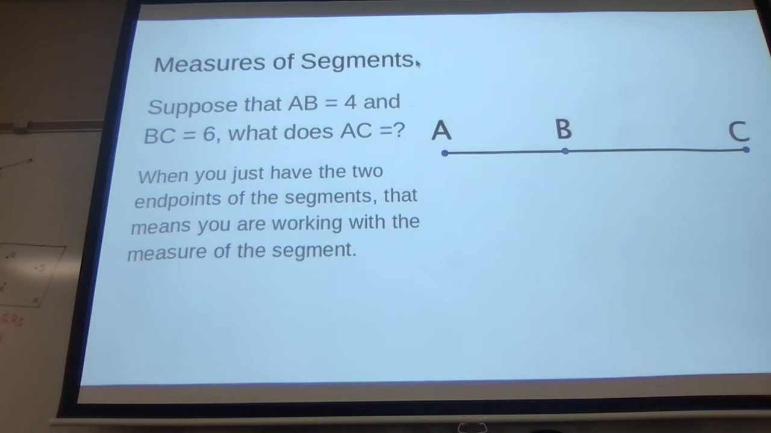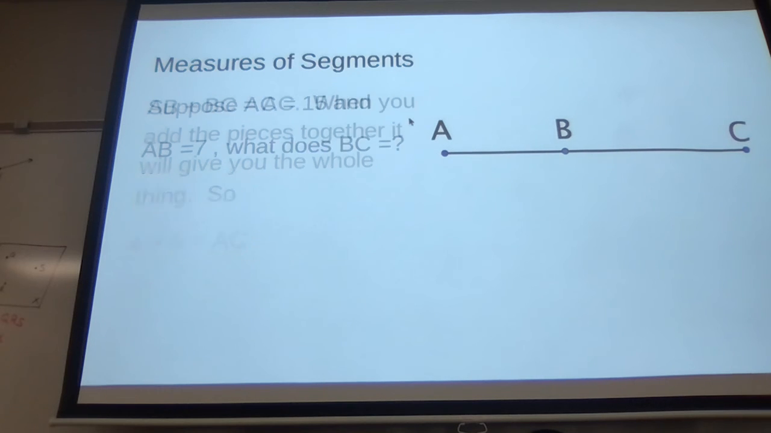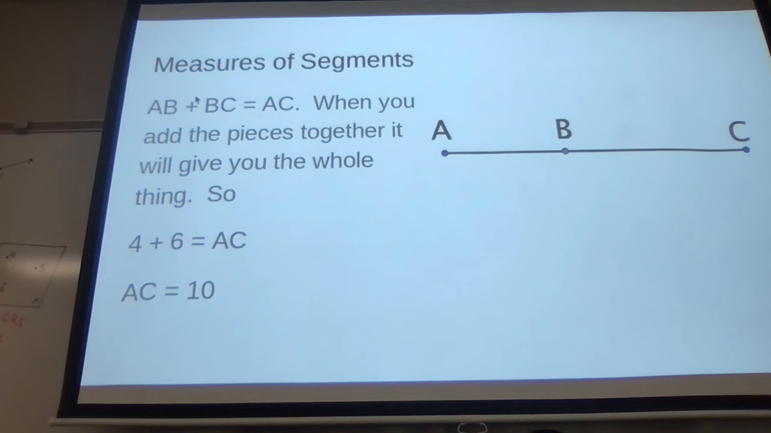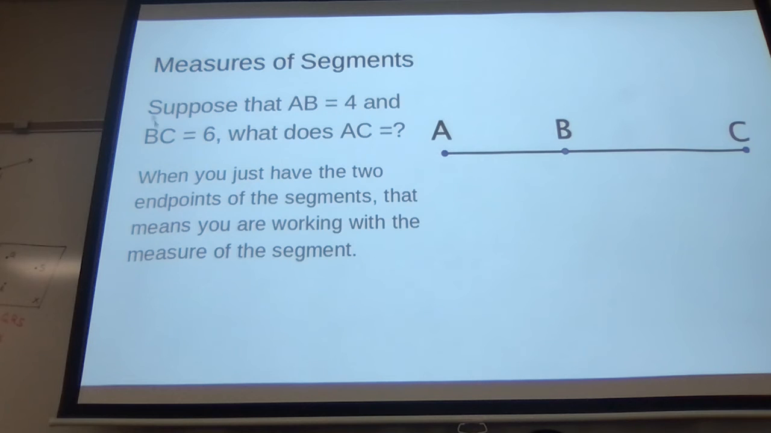Now they're going to have to start doing something with the lengths of the segments. So here they're going to tell us that segment AB is 4. If I come down to my picture, this segment right here is 4. And segment BC is going to be 6. That's this segment right here. BC is going to be 6. They want us to find the length of AC, the entire thing.